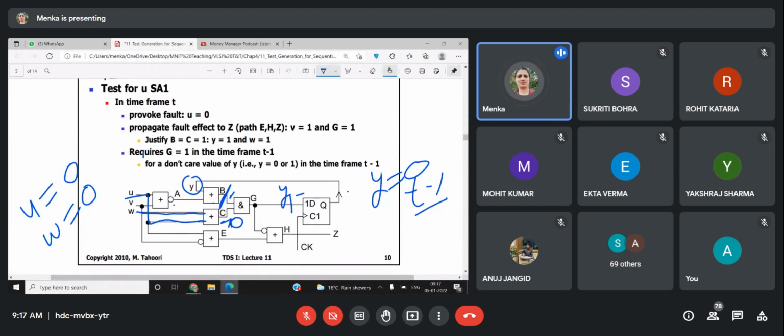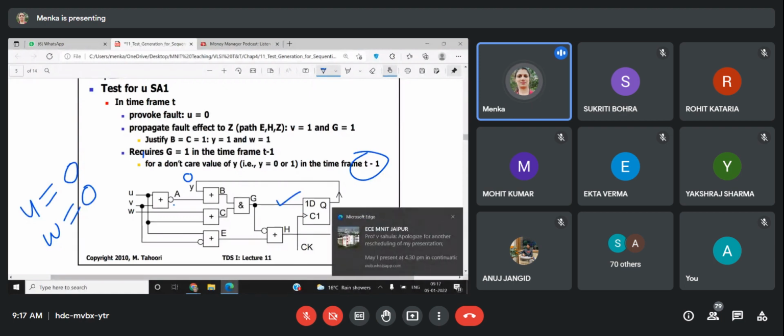So this gives us y is equal to 0, right? So if we are having this condition, u is equal to 0 and w is equal to 0, I am getting y as 0, right? So now let us do the calculations with y is equal to 0 and try to propagate it through the above mentioned path. So now in the t minus 1 time frame, we made y is equal to 0. So now in t time frame, y is equal to 0 is here, and we'll be getting another value of y here.